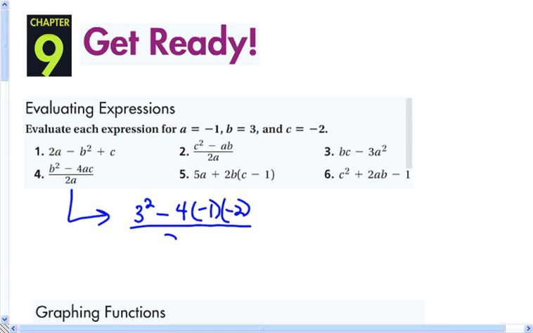And then on the bottom, we're going to do 2 times negative 1. You're going to have to do this carefully, otherwise you'll probably get an error. But on top, we're going to have 9 minus 8, and those two negatives, when you multiply them, they make a positive. So 4 times 2 is 8, and then we're going to divide that by 2 times negative 1, which is negative 2, and that's negative 1/2.